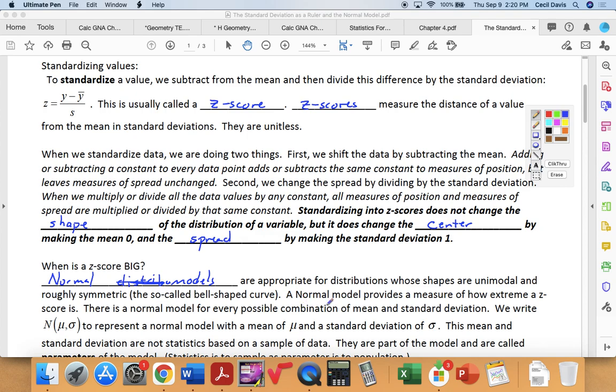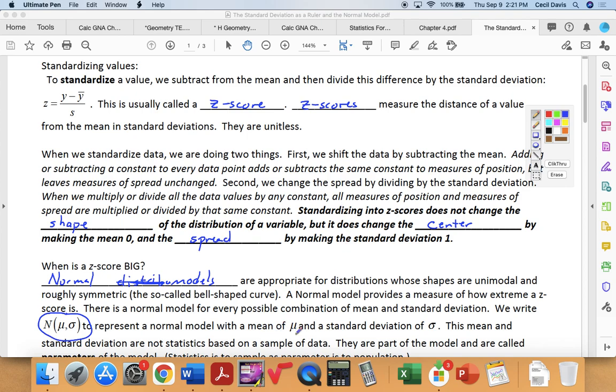A normal model provides a measure of how extreme a z-score is. There's a normal model for every possible combination of mean and standard deviation. This is the way that we're going to write those. The capital N is for normal. Fact is, anytime you write the word normal in this class and you're talking about the normal model, always use a capital N to differentiate it from things that are ordinary.